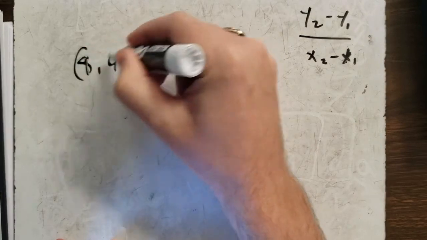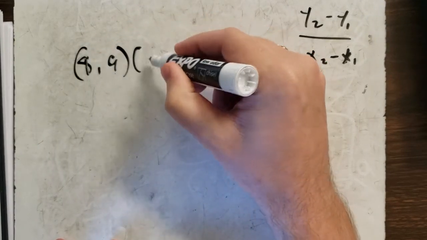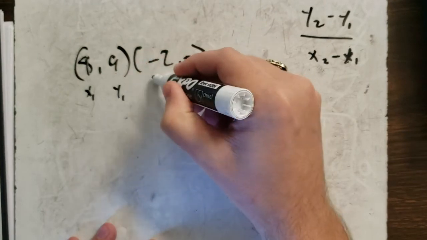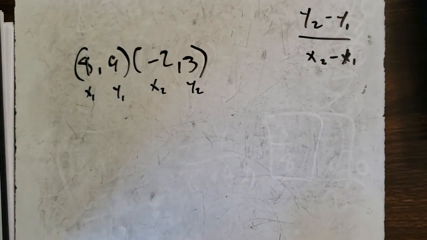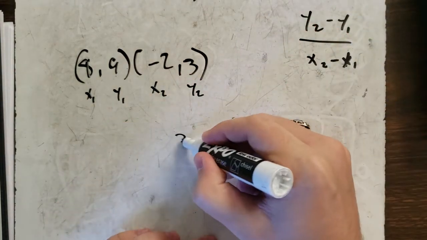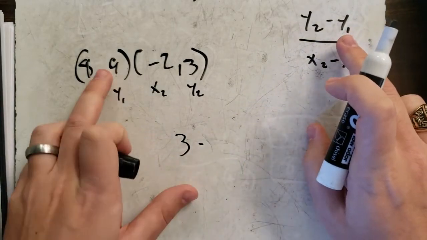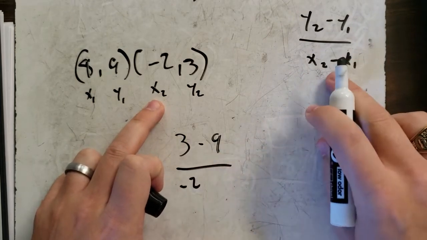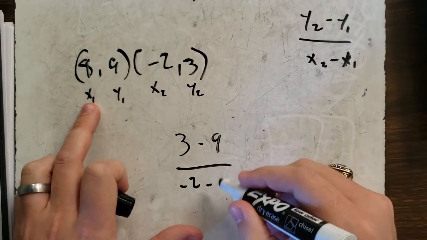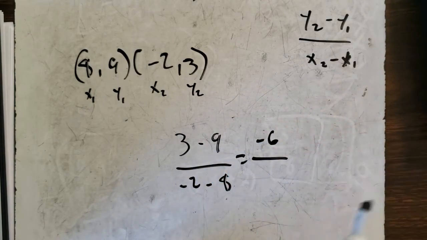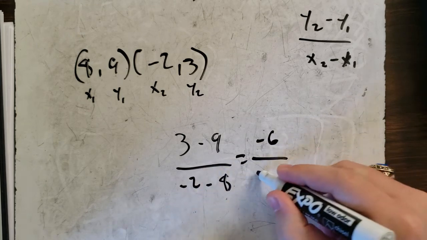Eight, 9, and -2, 3. Okay, so set it up. x1, y1, x2, y2. Okay, so our y2, 3, minus y1, 9, over x2, which is -2, minus x1, which is 8. Do the math. 3 minus 9 is -6. -2 minus 8 is -10.